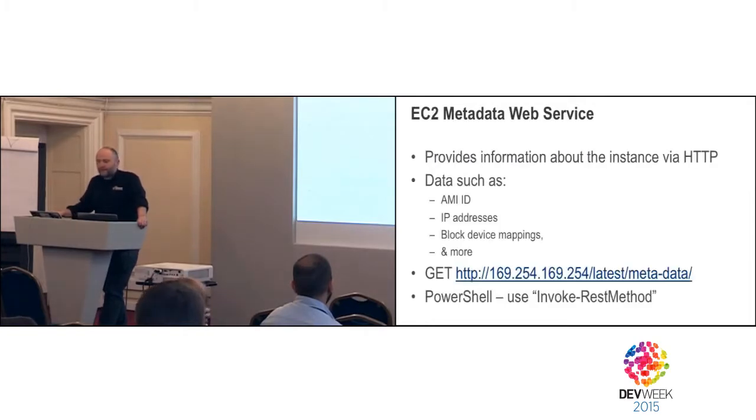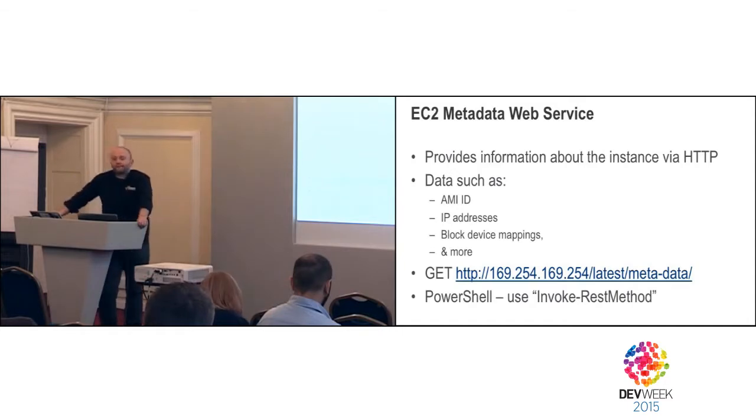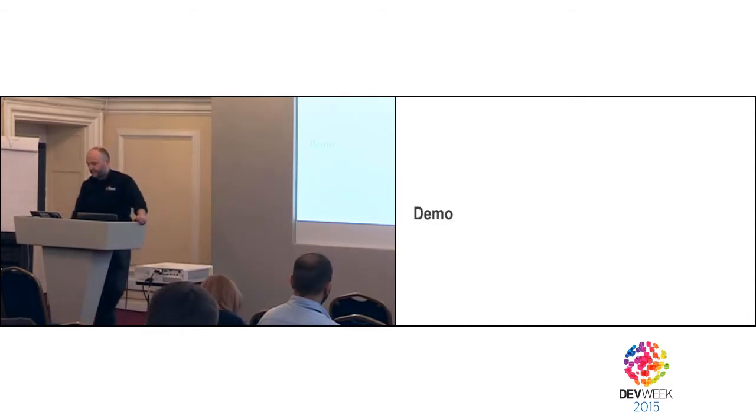There's also what we call a metadata web service. Every EC2 instance has a web service available. You can see the URL at the bottom. This provides information about the instance to the instance itself. You can find things like the AMI ID that it was launched from, the instance ID itself, the instance type, which is the type of virtual machine it's running on, and lots of other information. This is quite useful if you're doing things on the instance itself. It's the easy way to find out information about itself. In PowerShell, we can use Invoke-RestMethod as a way of receiving data from that.